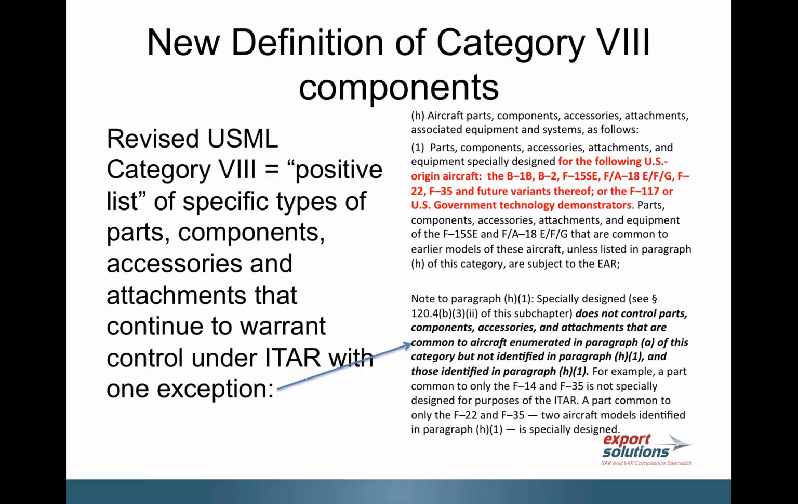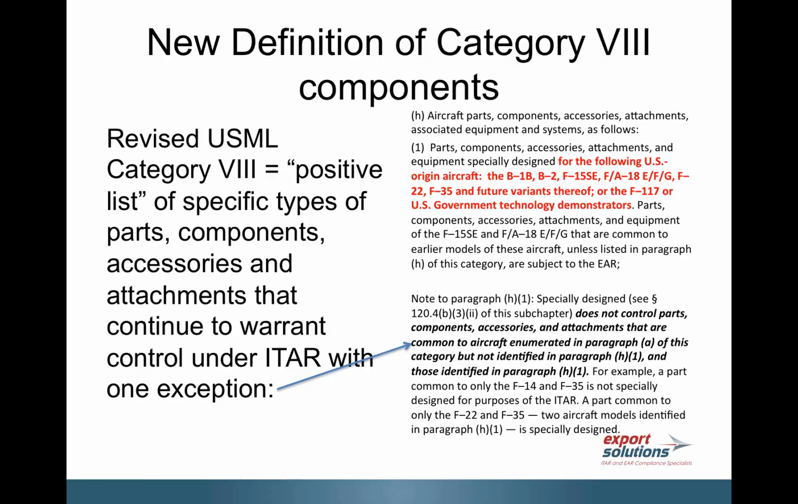And then there's a little note underneath the red writing: parts, components, and accessories, etc., of the F-15 SE and FA-18 E, F, and G models that are common to earlier models of these aircraft, unless they're listed in paragraph H above, are subject to the EAR. So the early model FA-18 Hornet, early model F-15A, etc., the components for them are controlled by Commerce now. And there's a special note here that it does not control parts, components, accessories that are common to aircraft enumerated in paragraph A, but are not identified in H1. So, for example, if you got something that's common to the F-14 and the F-35, it's not considered specially designed for purposes of the ITAR.